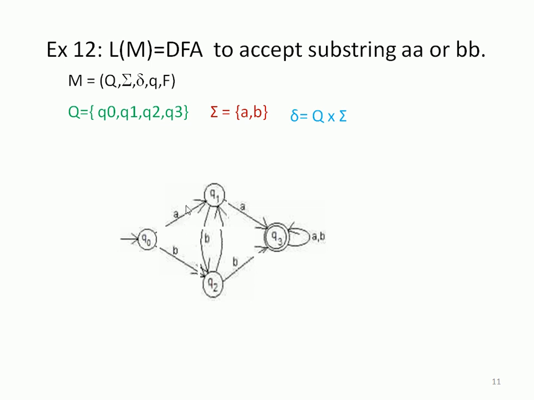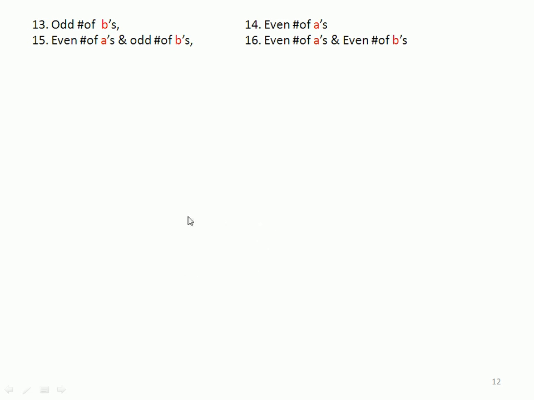So we can construct A, or you can come via B. Via Q2 you are coming, you will get BB. Via Q1 you are coming, you will get AA. Anyhow, it ends at Q3 since it is a final state. So that is one example.